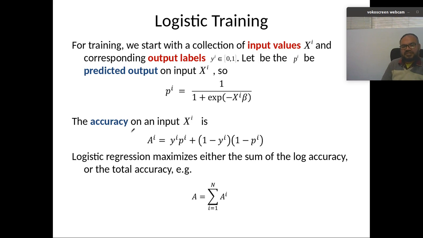For the training of logistic regression, we start with the collection of input values xi and corresponding output labels yi, which is a number either 0 or 1, and let pi be the predicted output on input xi. So pi is given by this logistic formula for the xi and given beta. Then we can calculate the accuracy on that certain input xi, which is given by this expression. And logistic regression basically tries to maximize the sum of this accuracy, or the sum of the log of accuracy.